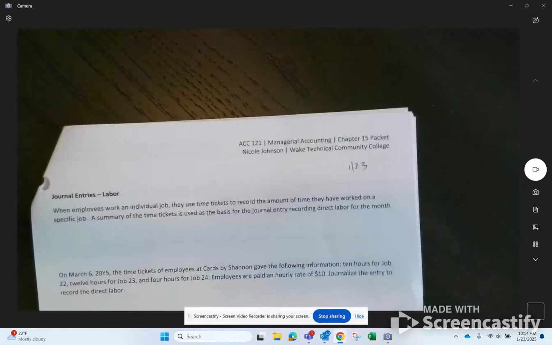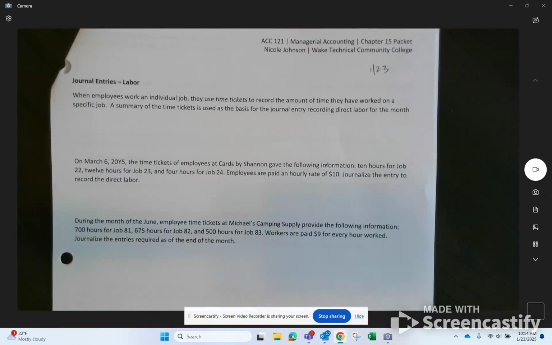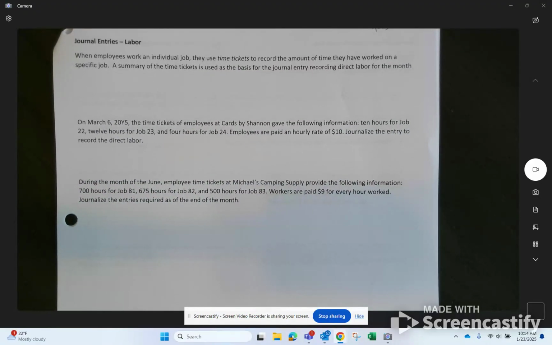Next up, labor. Journal entries related to it. We're going to use wages payable a lot and the work in process account a lot with our wages, okay? So when employees work an individual job, they use time tickets to record the amount of time they have worked on a specific job. A summary of the time tickets is used as the basis for the journal entry recording the direct labor for the month.